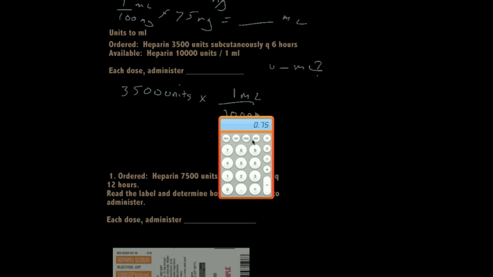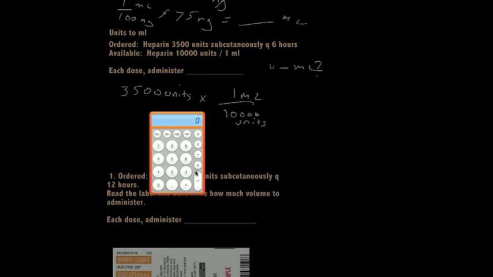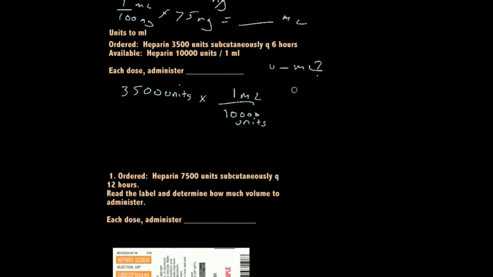So basically, plug that into our calculator here. 3,500 divided by 10,000. That gives us 0.35 milliliters. My units cancel out. I'm left with my answer in milliliters. What was it again? 0.35? Yeah, 0.35 milliliters. So this is almost identical to the milligram problem, only it's with units.